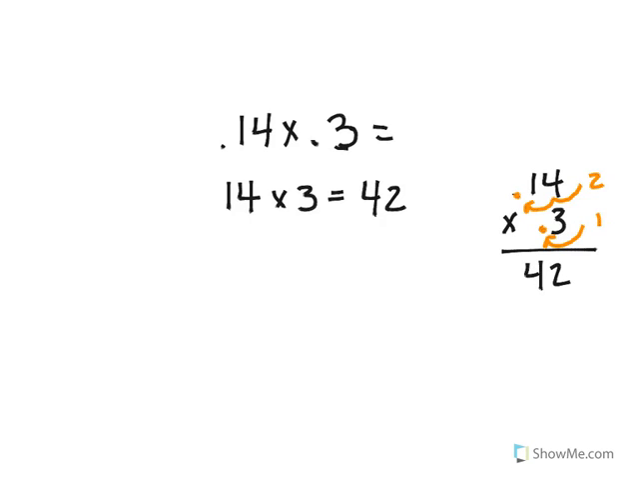So altogether, how many decimal places are there? 3. So that's 1, 2. Uh-oh, I don't have another place. But I know it needs to go there. So what should I put right there to hold that spot? I'm going to put a 0 right there to hold that spot. So I know my answer is 42 thousandths. Okay, let's do a bit harder one.